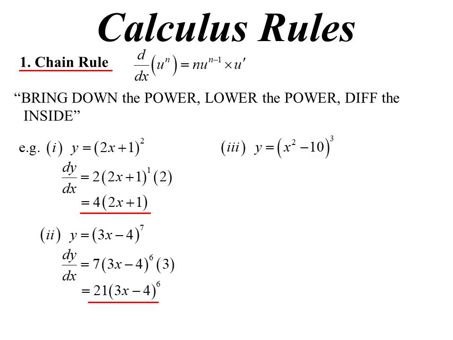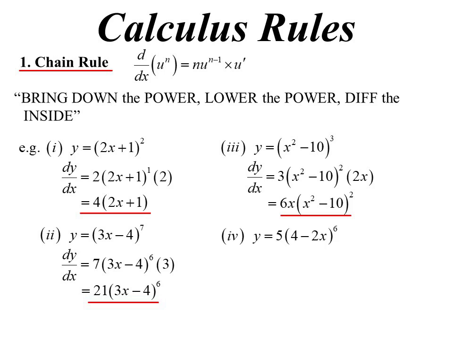(x squared minus 10) all cubed. Doesn't have to be a linear function in there, it could be any type of function. Bring down the power, 3, lower the power, 2, kick the derivative out of there, 2x. 3 times 2x is 6x. There's my answer. Now, just because there's a 5 out the front doesn't matter. When I bring down the power, I just multiply it by whatever is there. So bring down the power, that becomes 30. Lower the power, bang, 5. Diff the inside, so let's kick the derivative out of there, minus 2. So we get minus 6(4 minus 2x) to the power of 5.